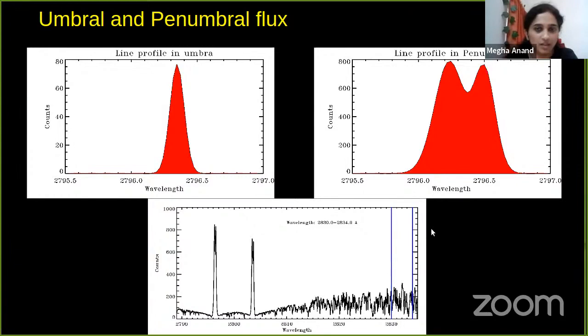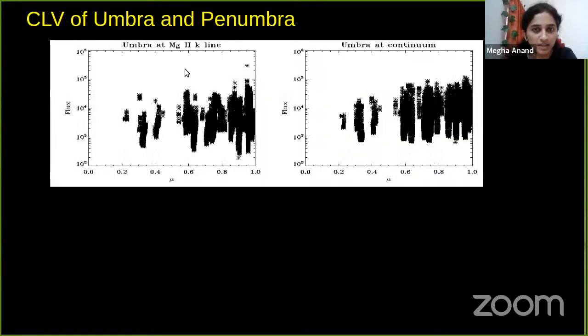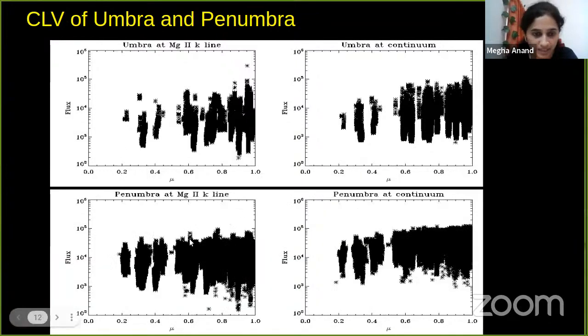So now that the umbral and penumbral line and continuum intensities are available, we do the similar exercise for all the selected 55 observations. So here is the umbral line and continuum center to limb data. You see a lot of data gap because the umbra spans a very small area, and below 0.2 mu, it is not possible to identify the sunspots. The similar penumbral data points span like this. So both the umbral and penumbral data distribution shows some kind of trend.